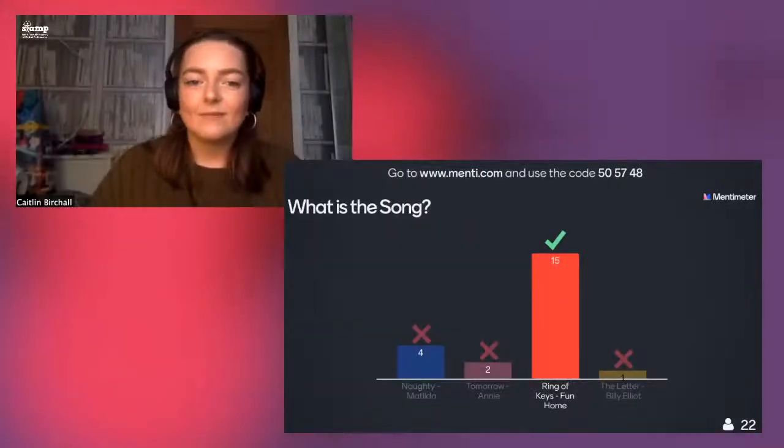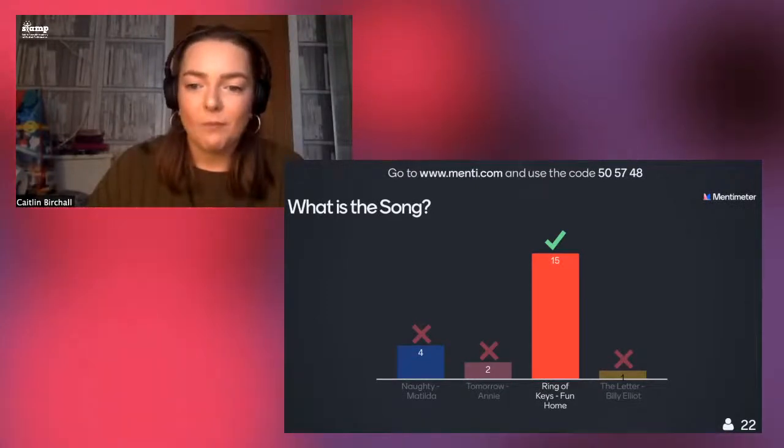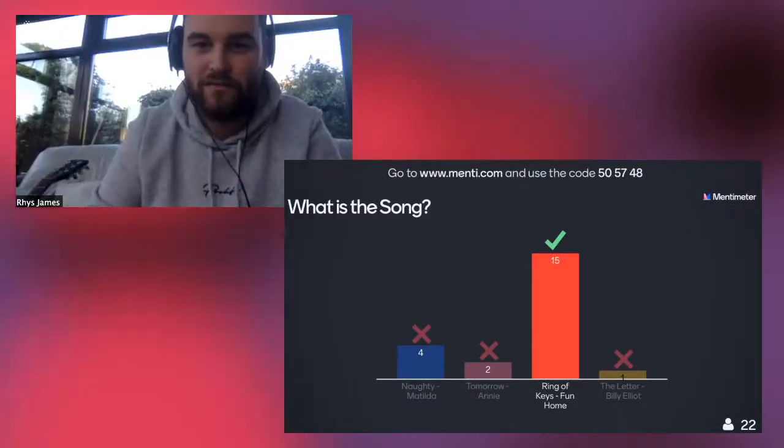Look at that. Oh, a lot of people got this right. Well done. 15 people going for Ring of Keys from Fun Home there. Brilliant song. And then we've got 4 people. Nobody got that reference, Reese. No, they didn't. You're right. Sorry. You did, though, didn't you? I did. That's all I care about.